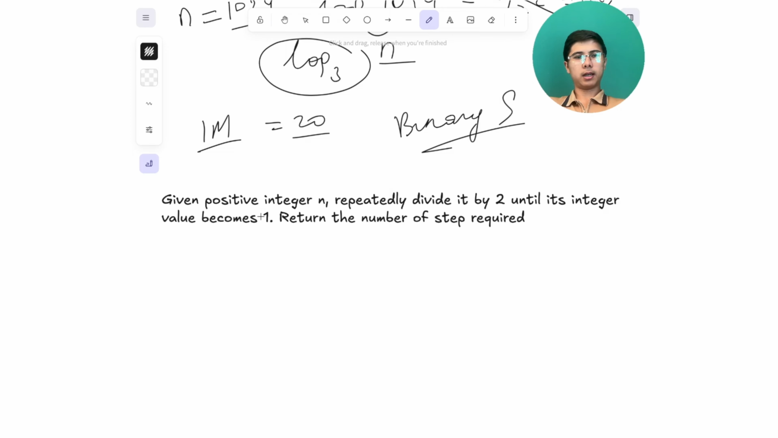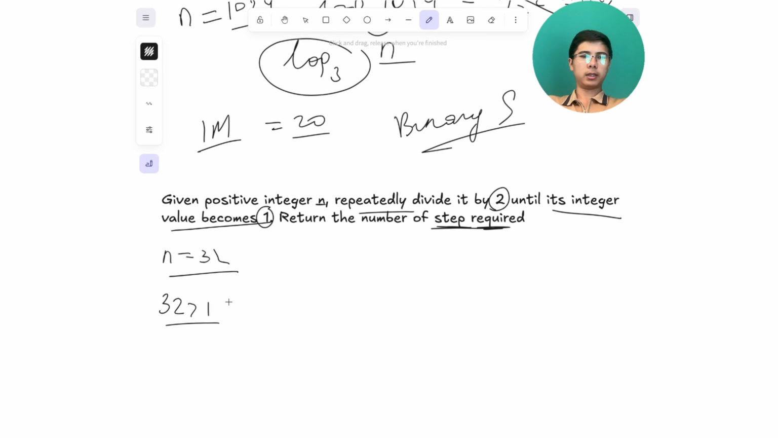So, exercise time. In this simple exercise, the problem states we are given a positive integer n, repeatedly divided by 2 until its integer value becomes 1. Return the number of steps required. So, let's say we have an integer input of 32. First, we need to check: is 32 greater than 1 or not? Yes, it's greater. Then we just integer divide by 2, and it equals, not the remainder part but the divisor part, 16.